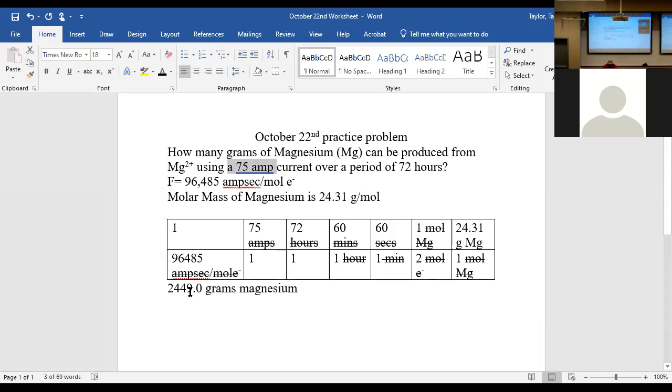And then if we look at sig fig, we have 2 sig figs here. So it's going to be 2. And we're going to go ahead and move it to kilograms as well, just to make it easier. So it's 2. I think it stays 2.4 kilograms of magnesium. And that's how you get your answer for the electrolysis problems.